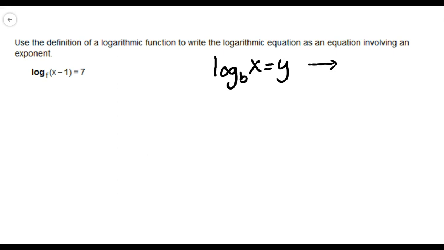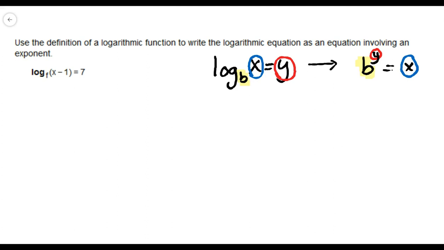If we write that as an exponential, we're going to notice that the base of the log is b, and that's going to be the base of the exponential. And then the log is always going to equal the exponent. So the exponent on that is going to be y. And then my exponential expression is always going to equal what is inside the log. So that's going to be x.